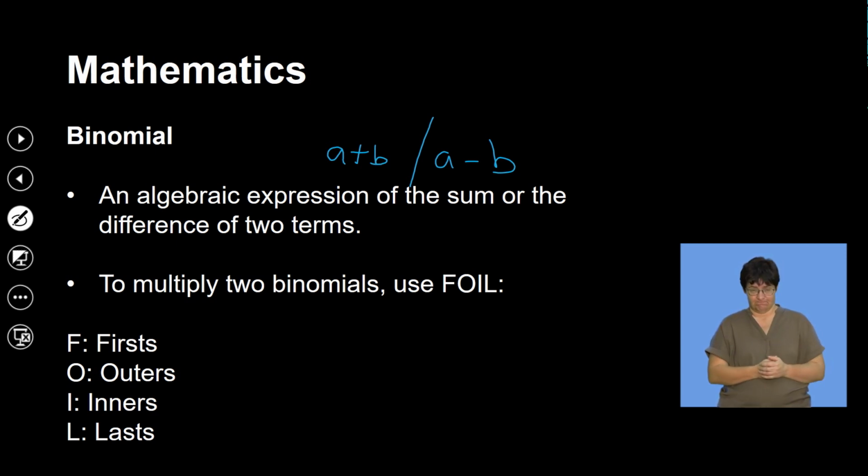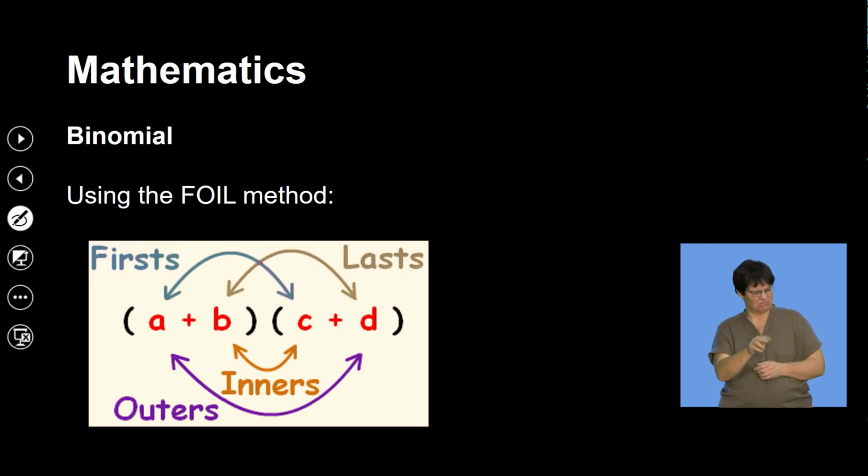Now, to multiply 2 binomials, we use what we call FOIL. And the FOIL is like an abbreviation of certain rules that we use. The F stands for first, the O stands for the outers, the I stands for the inners, and the L stands for the last. But let's actually see what exactly this means.